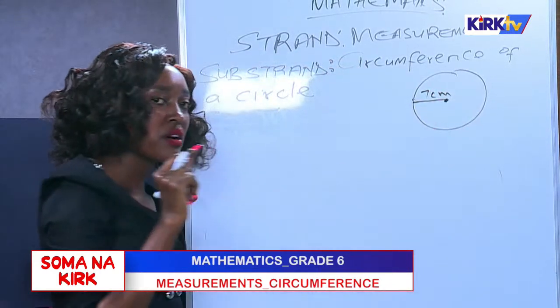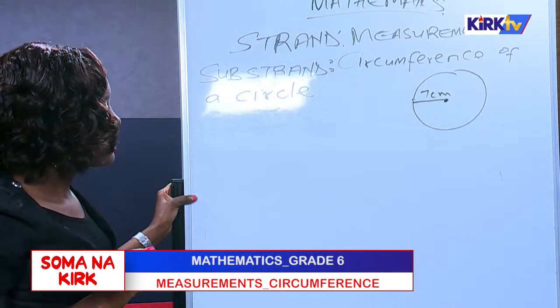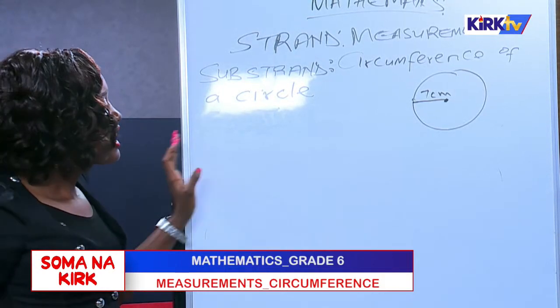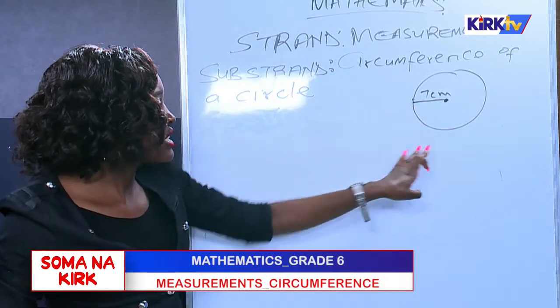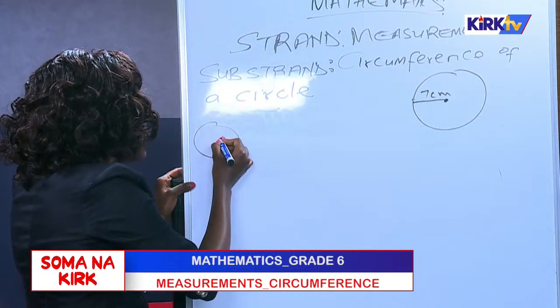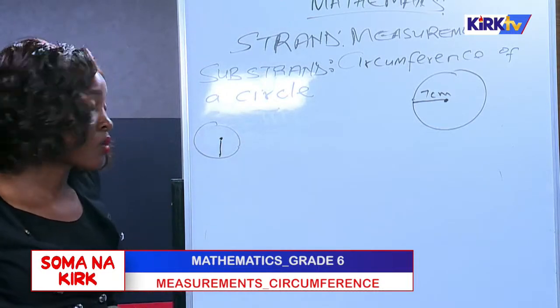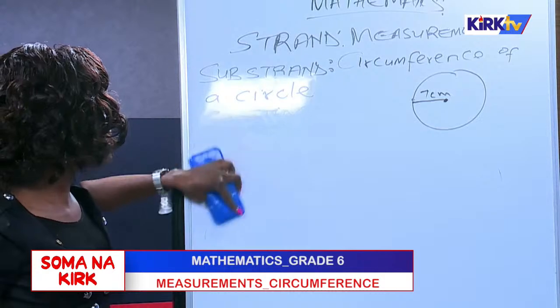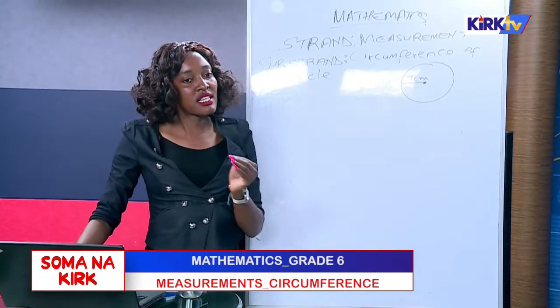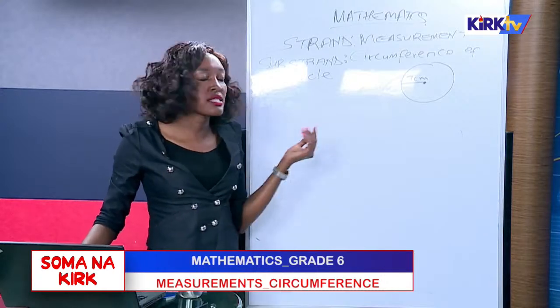We've just said that the radius can be drawn from any boundary of the circle, maybe here, so long as it's at the center of the circle. And of course, because I know you're a smart learner, radius is half the diameter. Radius is half the diameter.